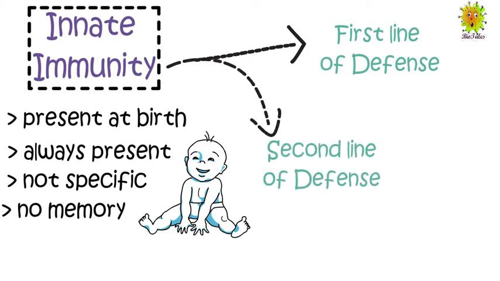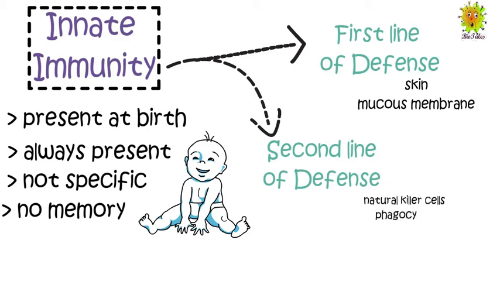So what is the first line of defense? The first line of defense is skin and mucous membrane of our body. And the second line of defense contains many types of defensive cells like natural killer cells and phagocytes, and also inflammation, fever, and many antimicrobial substances, meaning the chemicals that are produced by our body against these pathogens. So the first and second lines of defense are included in innate immunity.